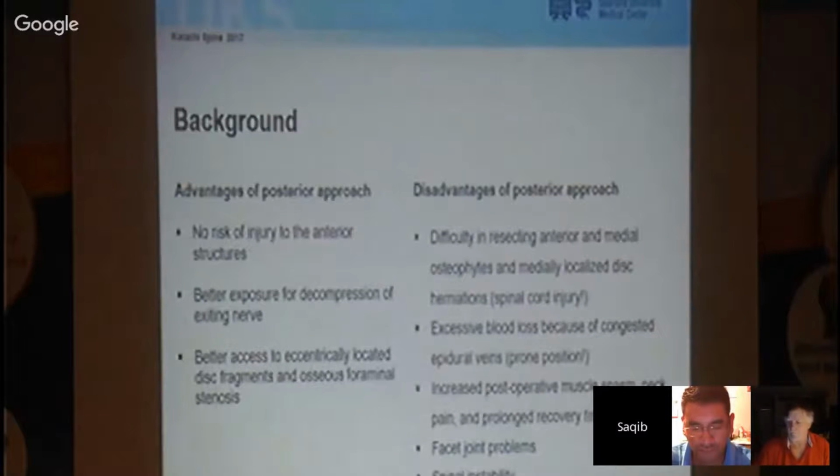So what are the advantages? You don't have any exposure of the anterior structures. You have a much better exposure of the nerve. I think it's just wonderful to see the nerve from posterior, much easier than from anterior. And of course, you have better access to any structure in the neuroforamen, particularly if they are posterior to the nerve. What are the disadvantages? Well, anything which is anterior to the nerve is difficult to decompress.